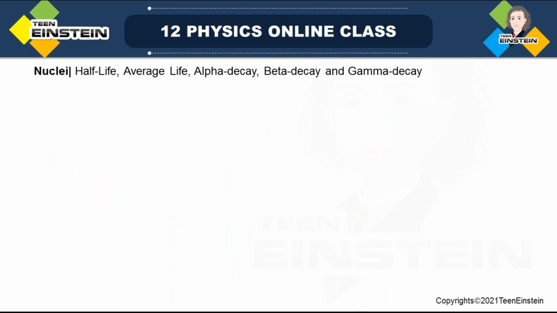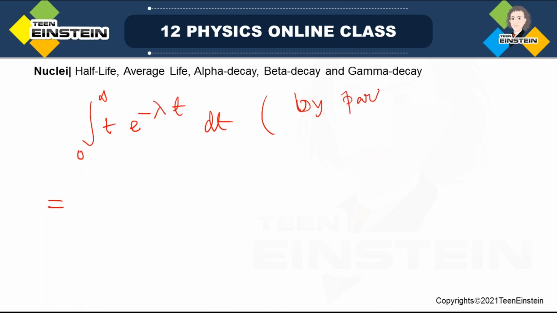This is the term for which you have to do the integration to get the mean lifetime. Now we can do the integration separately and then write the final result. So, 0 to infinity. I know you are experts in integration. How can we do this integration? We have to use integration by parts. Suppose this is I. Take this as the first function and this as the second function.